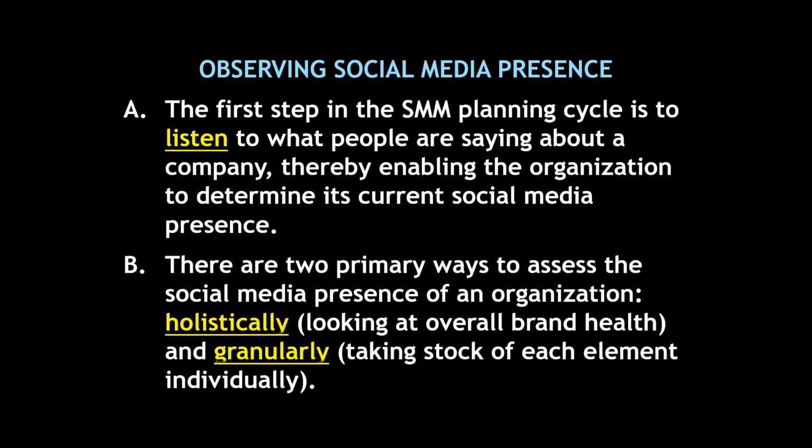There are two primary ways to assess the social media presence of an organization. The first way is holistically. That's looking at the overall brand health, looking at the big picture, seeing what the current state of things as a whole is. And there's also granularly, to take stock of each individual element, to be able to say, okay, here's how we're doing in this area. Here's how we're doing in this area. We could use some work over here. We're not doing this at all. We need to concentrate on that, but to be able to look at things on a detail by detail basis.